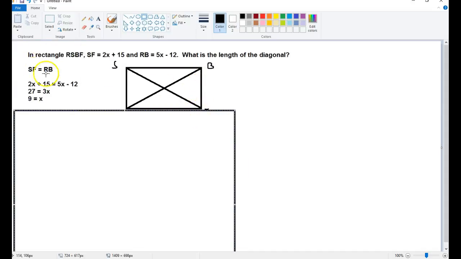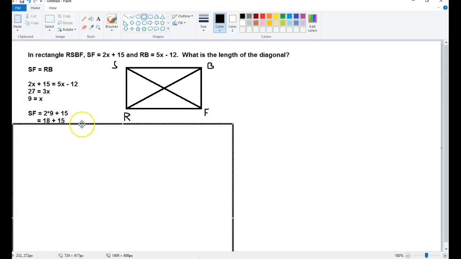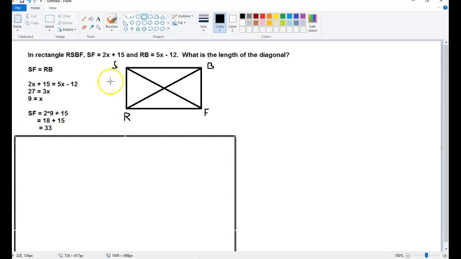So SF is going to be equal to RB. So 2x plus 15 is equal to 5x minus 12. I'm going to move the 2x over here and move the 12 over here to get 27 equals 3x, and then x simplifies to 9. Then I could choose any equation I want. I chose SF. You could choose RB. That's up to you. And plug it back in.